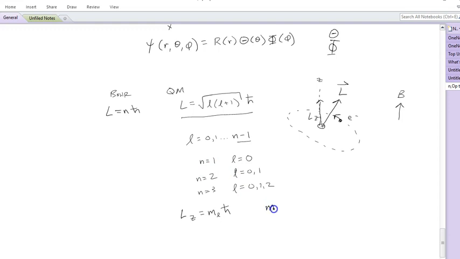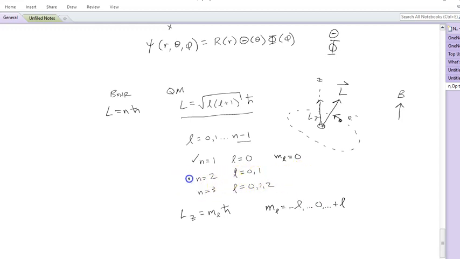Well, again, m sub L can go from minus L in integer steps, 0, up to plus L. So if you look up here, let's look at this one. If n equals 1, the only value of little l is 0, well then the only possible value for m sub L is going to be 0. Because if I start at minus L, I'm starting at 0. I can't go anywhere but 0.